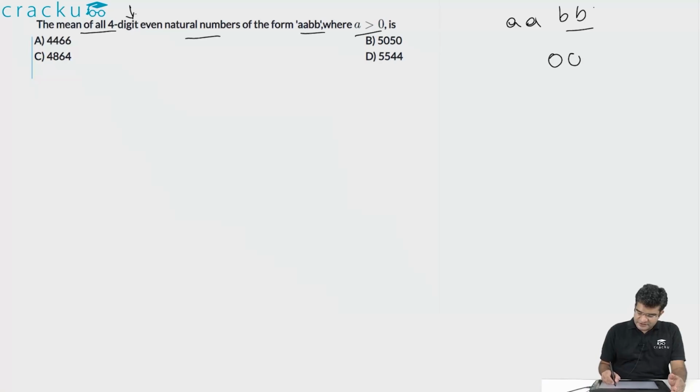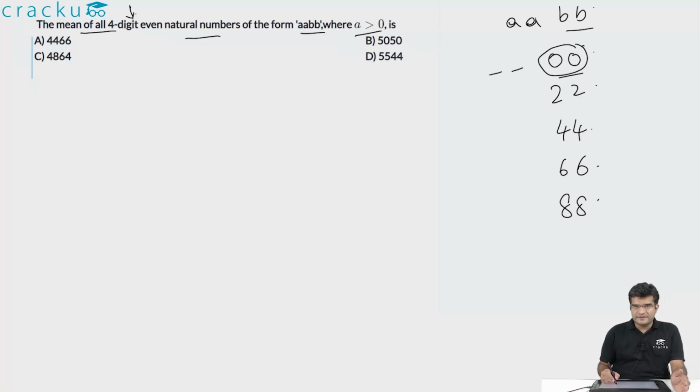It can be either 00, or it can be 22, or it can be 44, or 66, or 88. How many 00s will be there? That will be dependent on what the As are. But what you can say for sure is that in the entire list, the number of 00s will be exactly the same as the number of 22s, which will again be exactly the same as the number of 44s, number of 66s, and number of 88s.